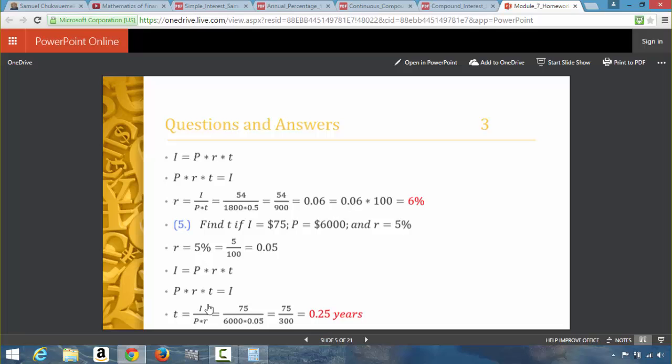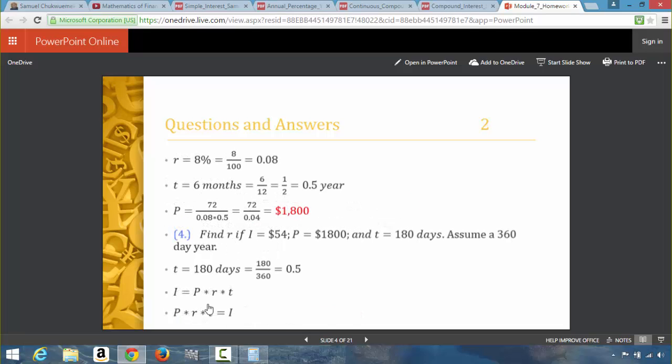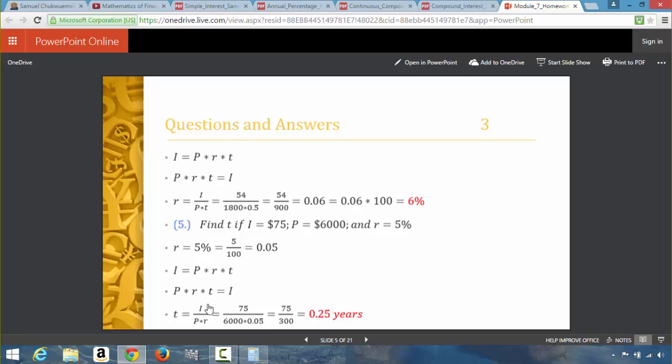Question 4. You make sure that the time you convert 180 days to a year. In this case, the question tells you to assume a 360-day year. So don't use 365. Whatever they tell you to use, you have to use. So you solve for R.